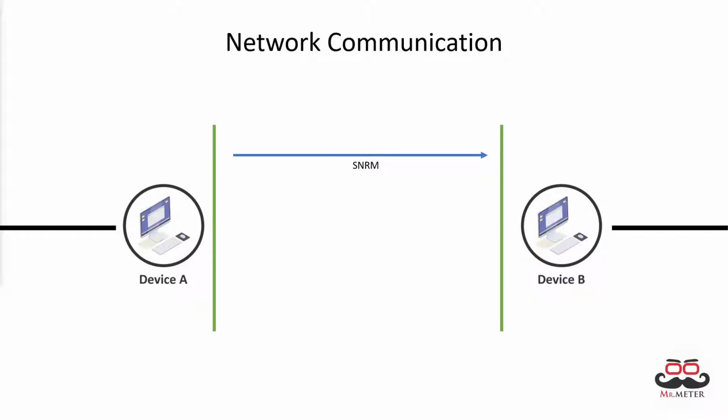The target device will answer with a UA frame indicating the TX and RX maximum values that device A may use to communicate and transfer data, and also the acceptable window size for data transfer.